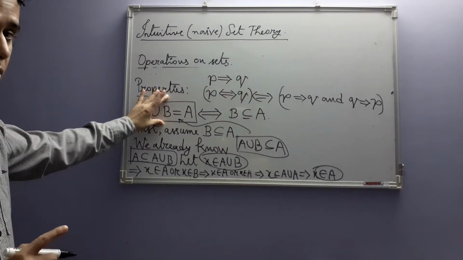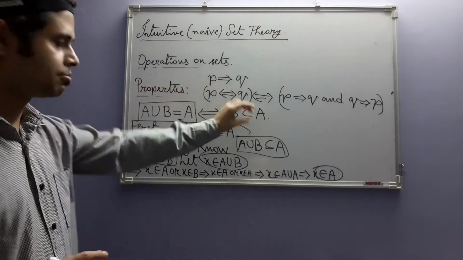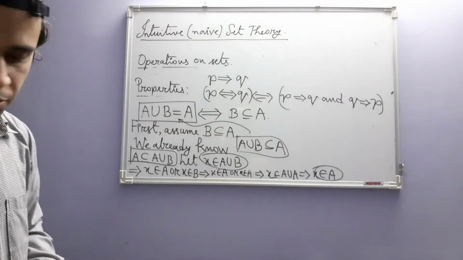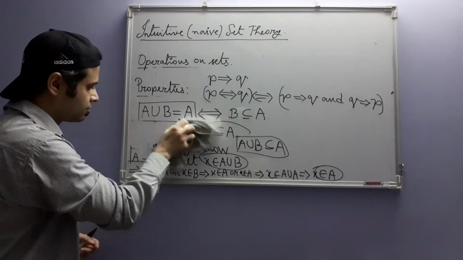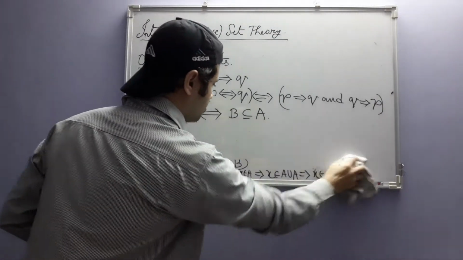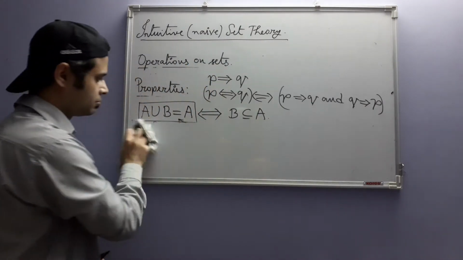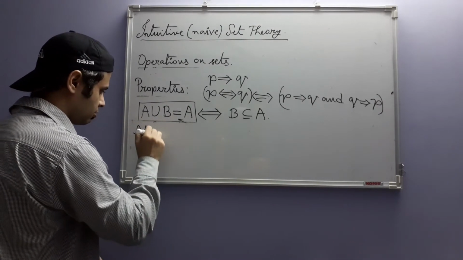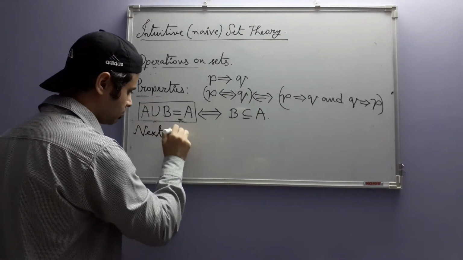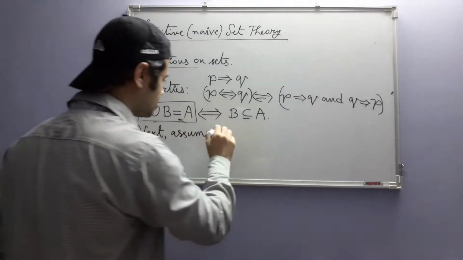And this is the easier part. The more difficult part is to assume this and prove this. So let us do that now. So this is only the first part of the proof. Next, now we have to assume this.